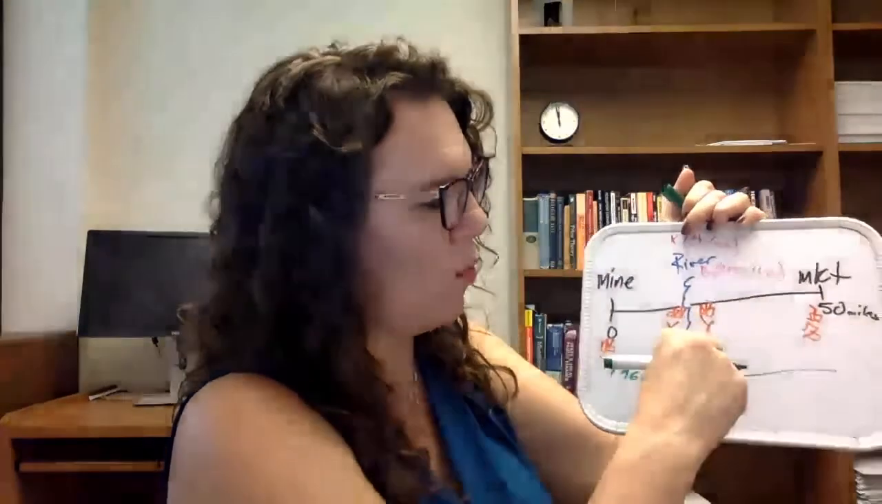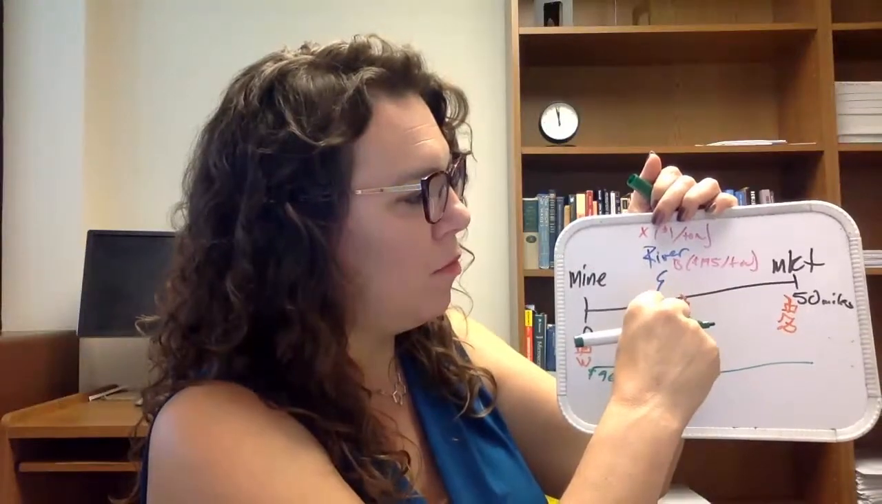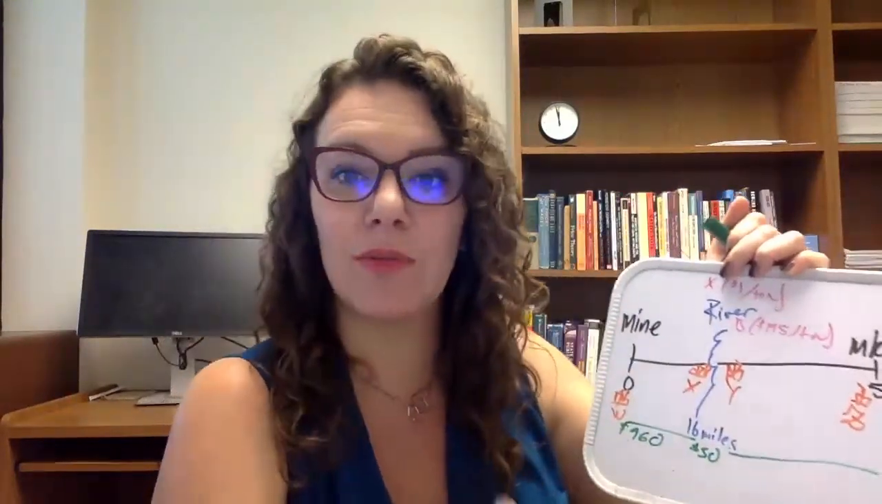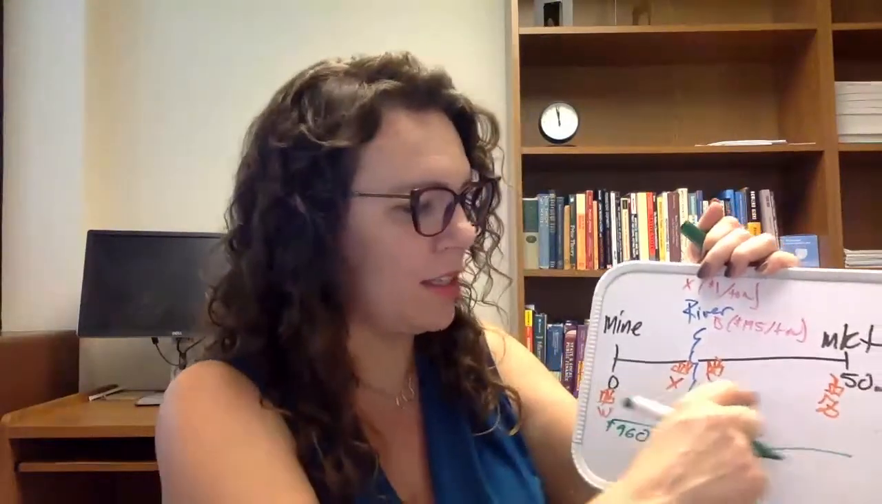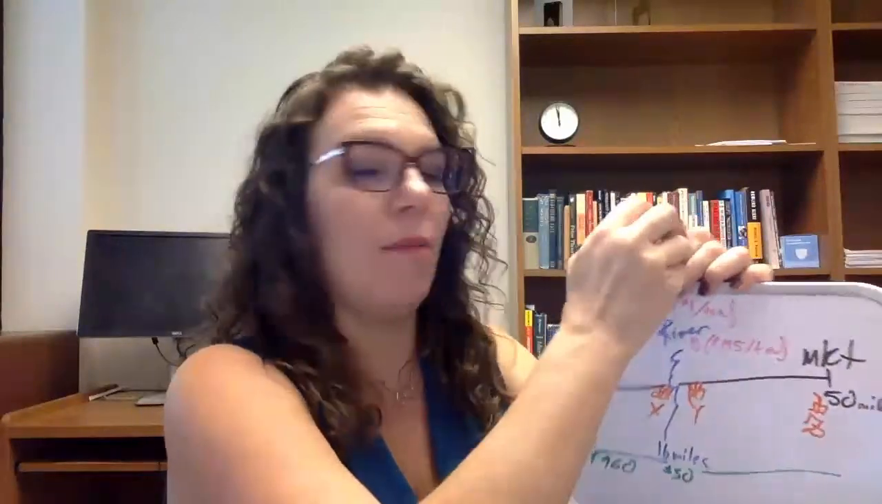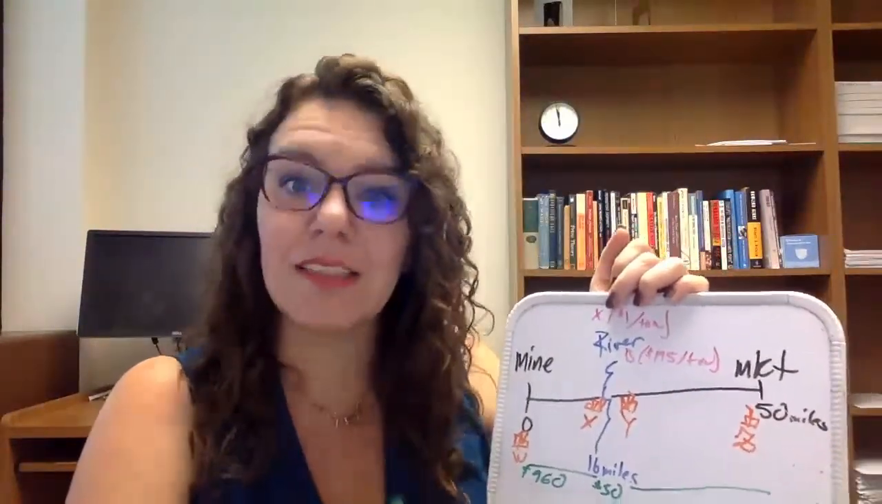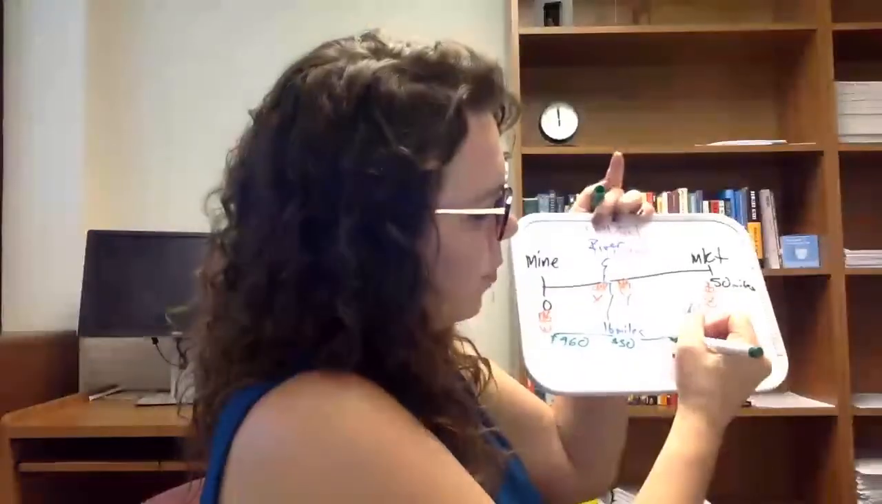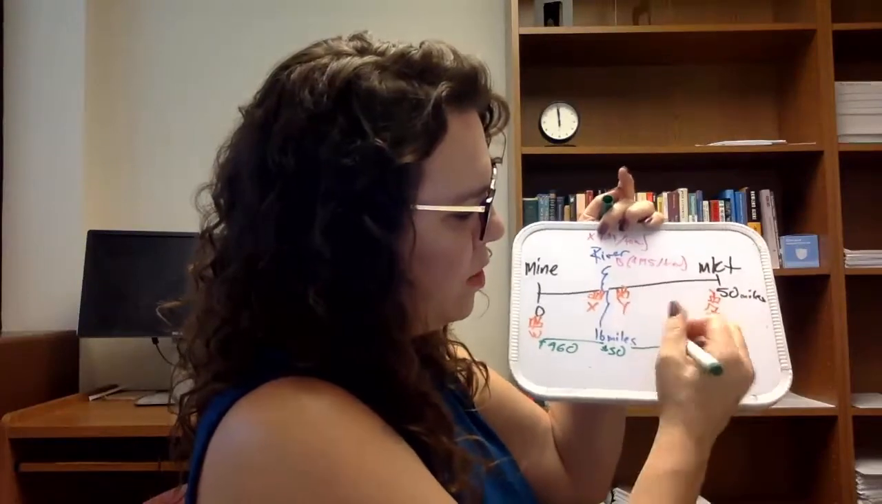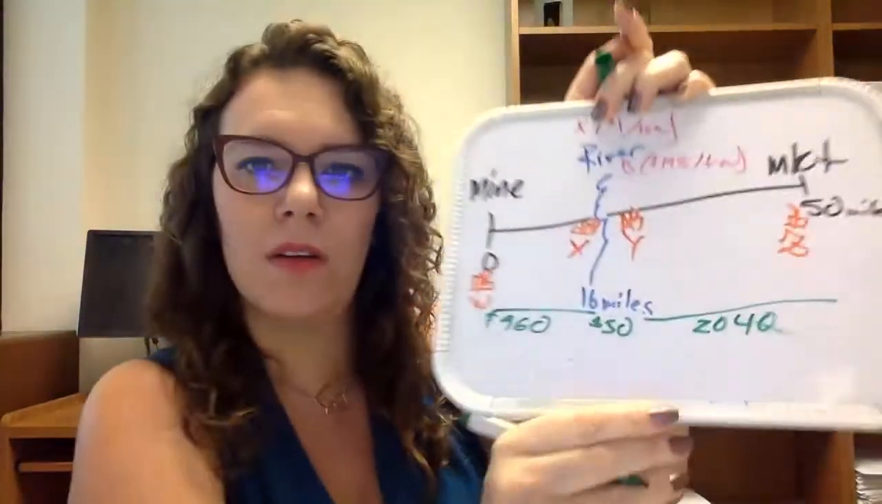And then to go from Y to Z, from the market side of the river to the market, those last remaining 34 miles, right? If this is 16 miles, this is 34 miles to get to 50. That's going to be, again, 30 tons of X times those 34 miles times $2 per mile. So 34 miles times 30 tons times $2 is $2,040. Does that make sense?